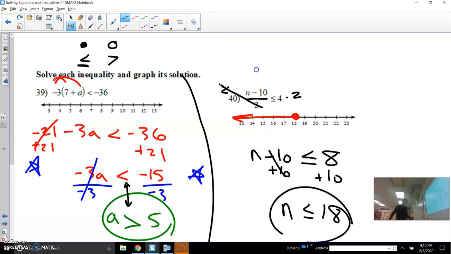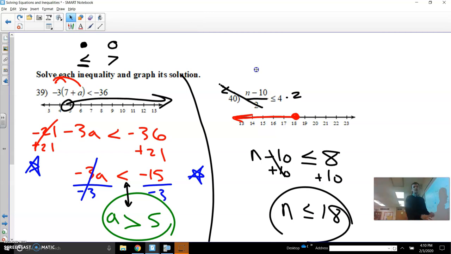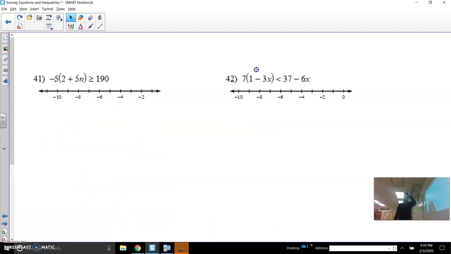So going back to open versus closed, this solution is only values greater than 5. So 5 is not included. It's only numbers greater than 5. Making sure we understand that it's not just 5. In fact, 5 is not in the solution. It's only numbers to the right of 5, or greater than 5, on the number line.